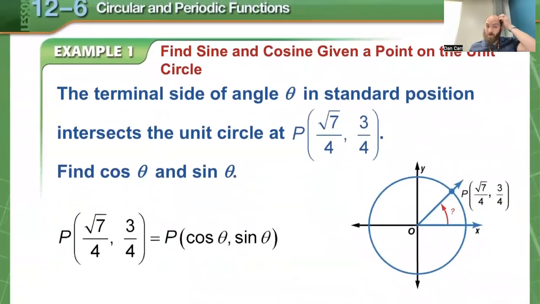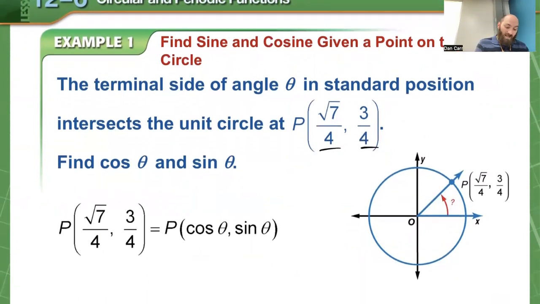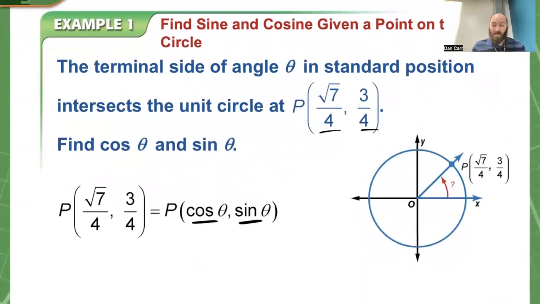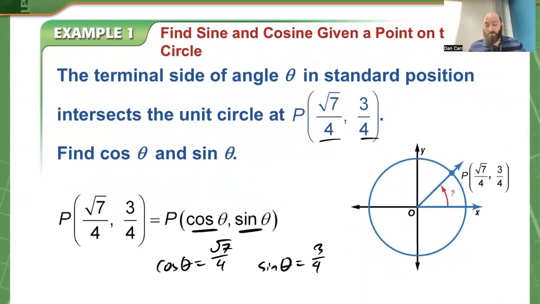This one's a little bit straightforward. The terminal side of an angle theta in standard position intersects the unit circle at these 2 points, or the x and y, I should say. Find the cosine theta and sine theta. So again, it's just cosine theta and sine theta in that order. The x value is the cosine and the y value is the sine. So cosine of theta is just root 7 over 4. Sine theta is 3 over 4. That's it. That's as straightforward as we can get.